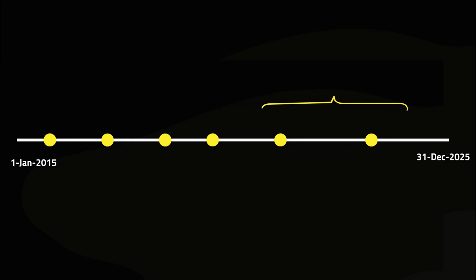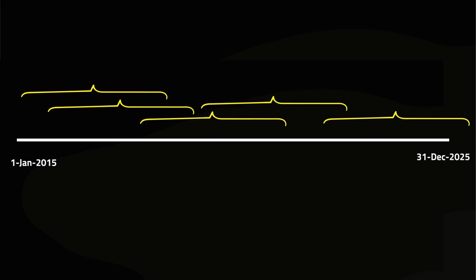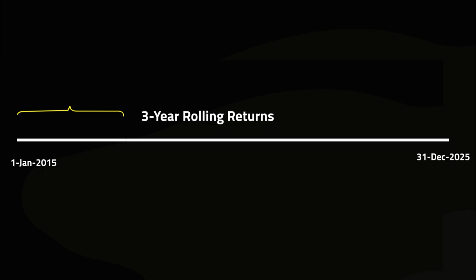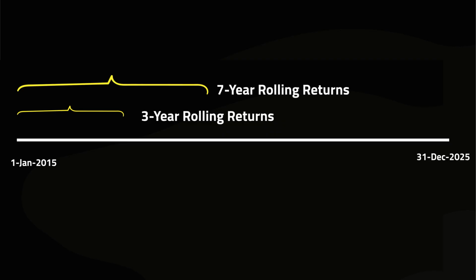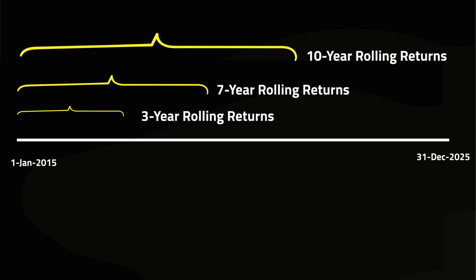And we keep repeating this process, moving the window 1 day at a time across the entire history of the fund. Each time we are calculating a 5-year CAGR. Since the investor could have invested on any day, this method actually captures all possible 5-year investor experiences. This entire series of 5-year CAGR calculations is what is called 5-year rolling returns. And in the same way, you can calculate 3-year, 7-year, 10-year rolling returns, depending on your investment horizon.